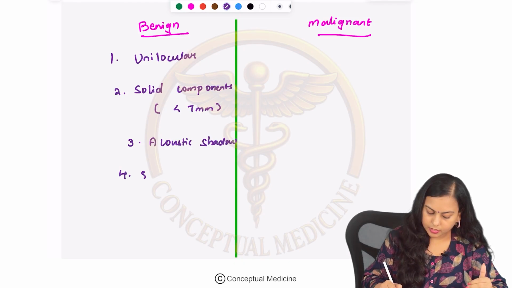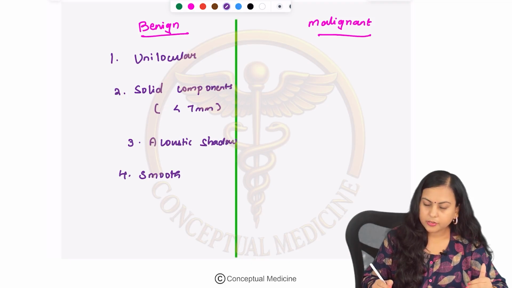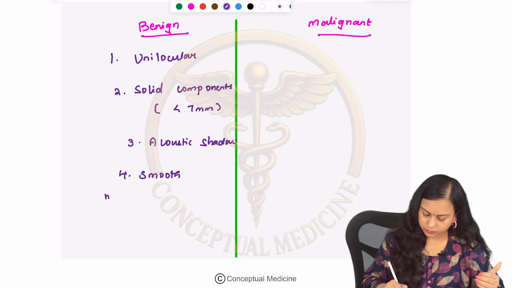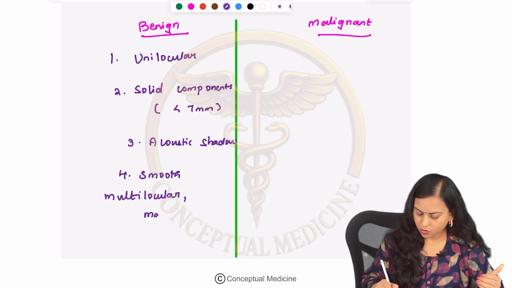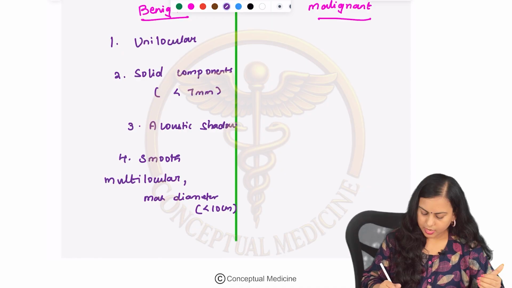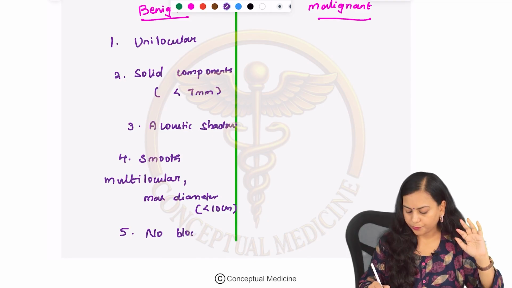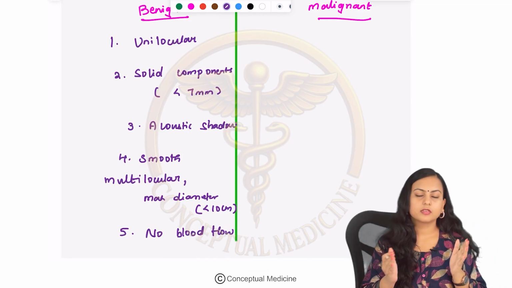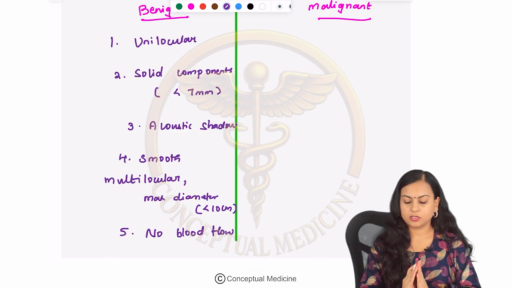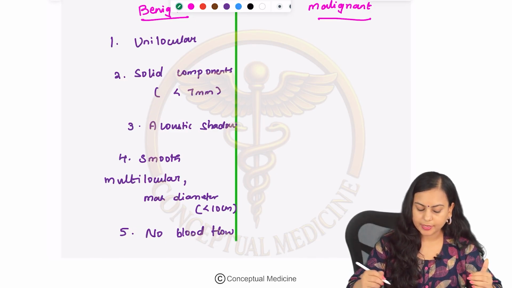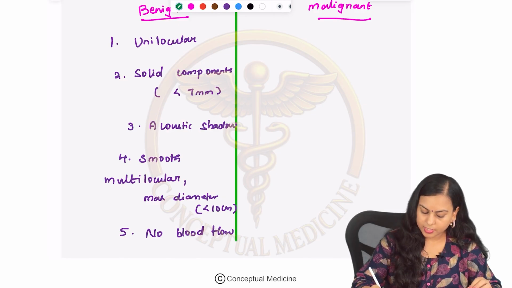There will be a multilocular tumor as well, which will be smooth, and the maximum diameter of such tumor will be less than 10 centimeter, and finally there will be no blood flow. Okay, so that means it is a benign cyst, whereas in a malignant cyst it is going to be completely opposite, right?